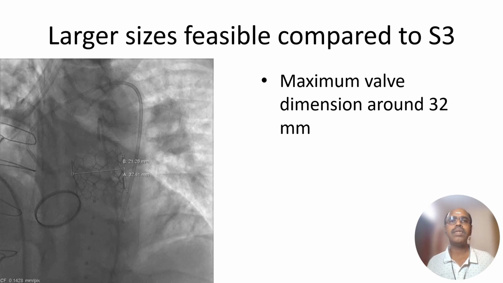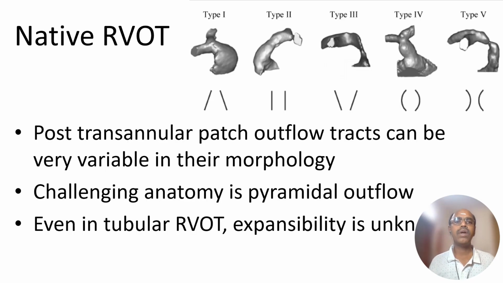Coming to the most difficult subset, it is the native RVOT. The most common type of native RVOT is the pyramidal RVOT, which accounts for about 40 to 45% and is largely considered as not suitable for percutaneous pulmonary valve implantation. Then comes the tubular right ventricular outflow tract, which is type 2. Then comes the reverse pyramidal, hourglass and reverse hourglass.